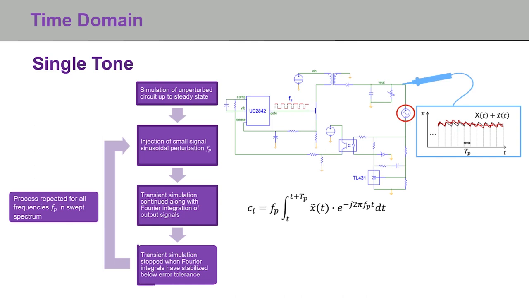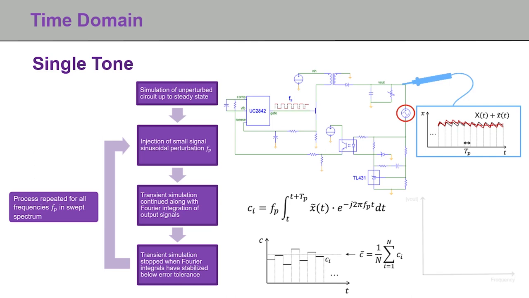The simulation is stopped as soon as the average values of the gains and phases of the output signals over successive periods have all stabilized below a user-defined error criterion. The result is a complex number that corresponds to one frequency point in the Bode plot. This process is repeated for all frequencies in the spectrum.